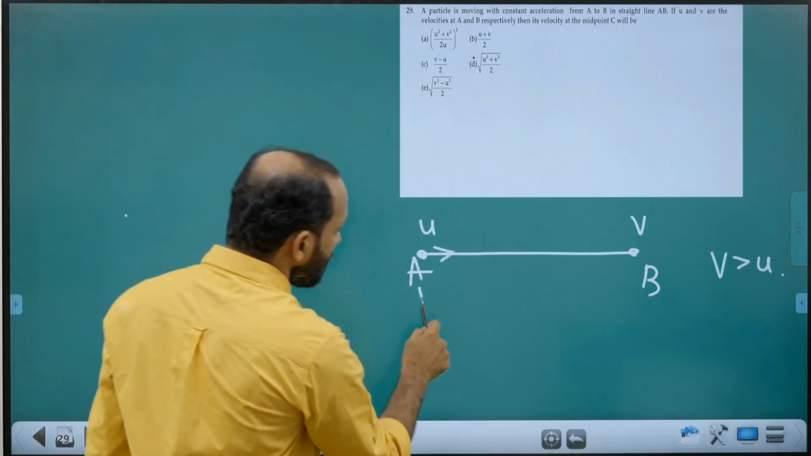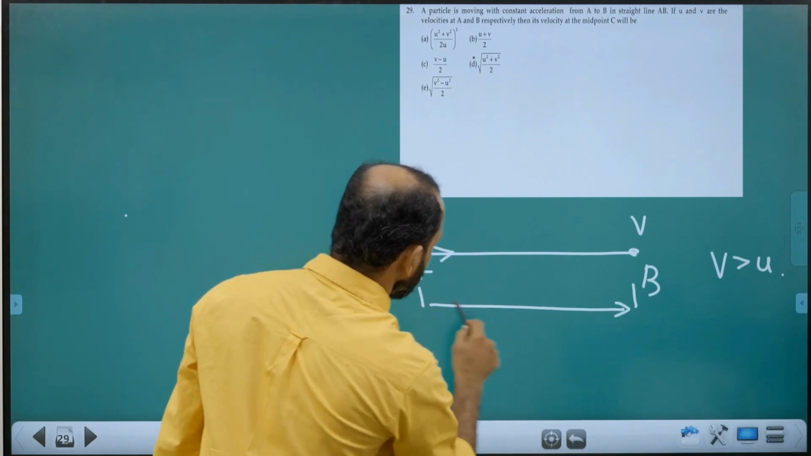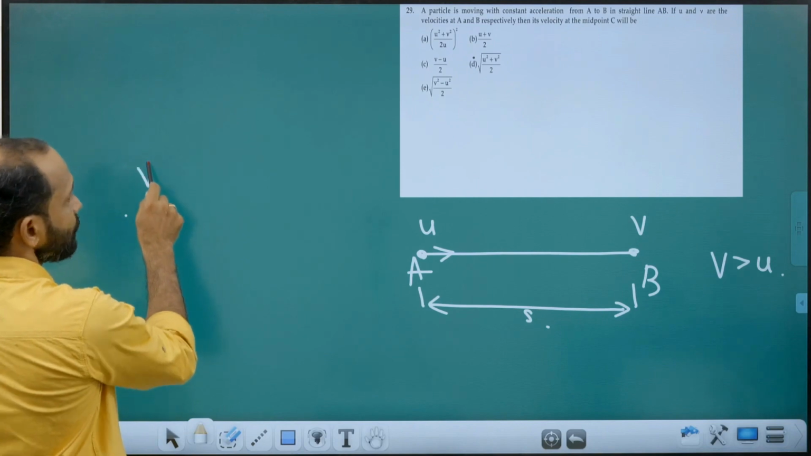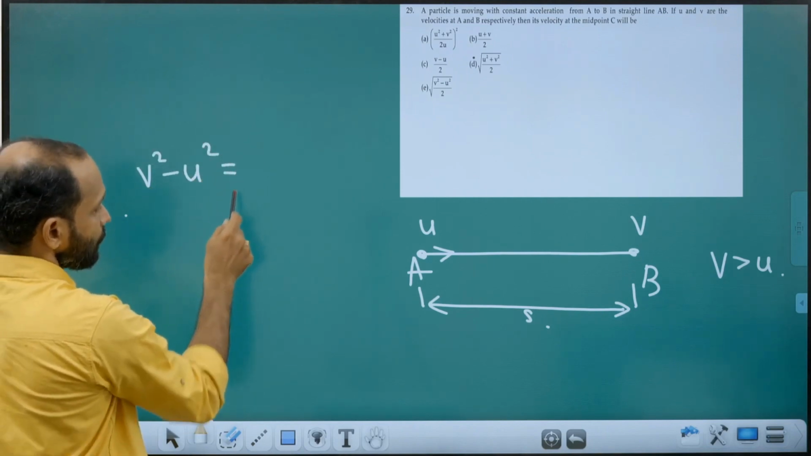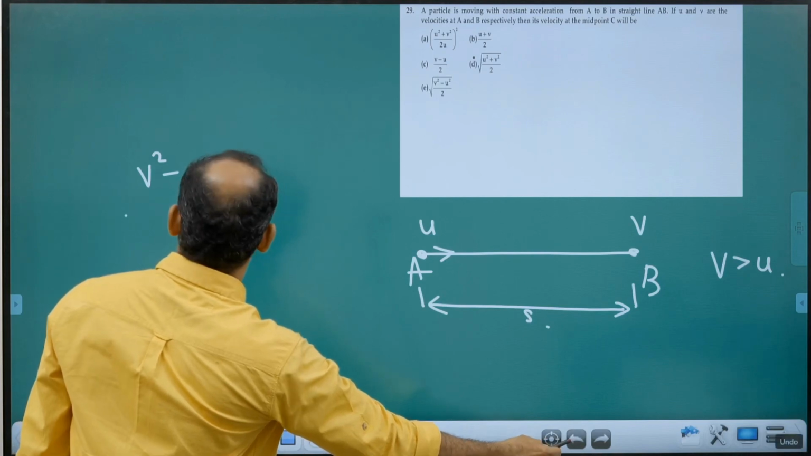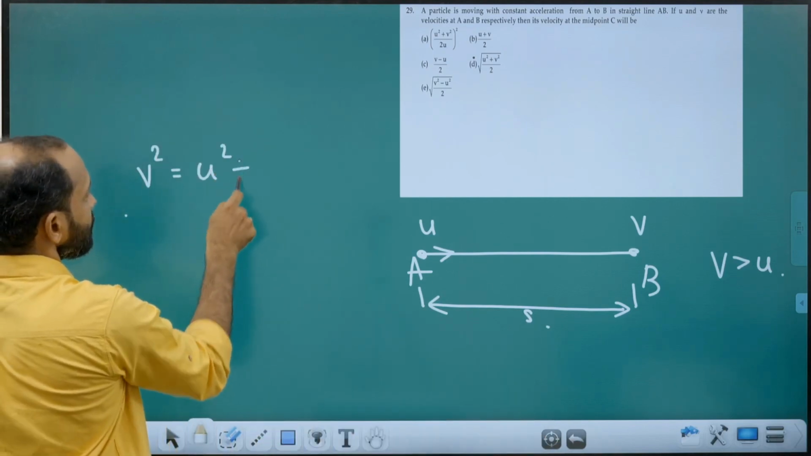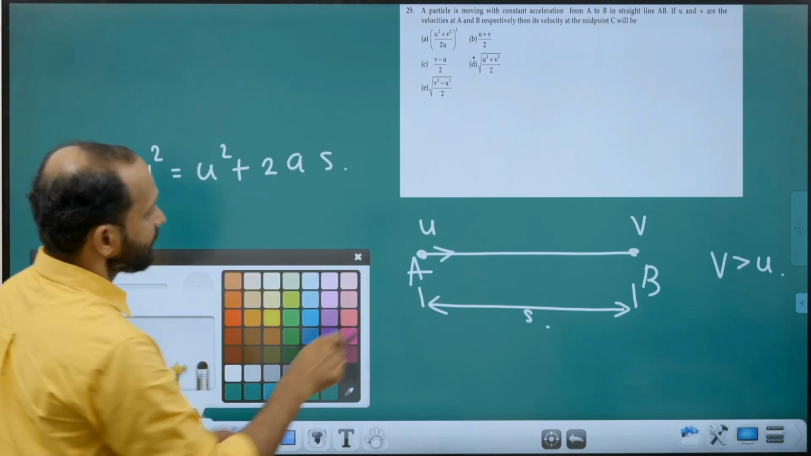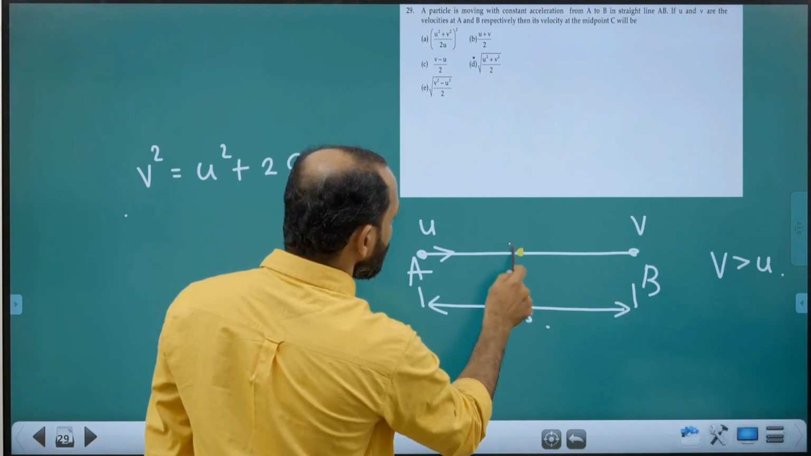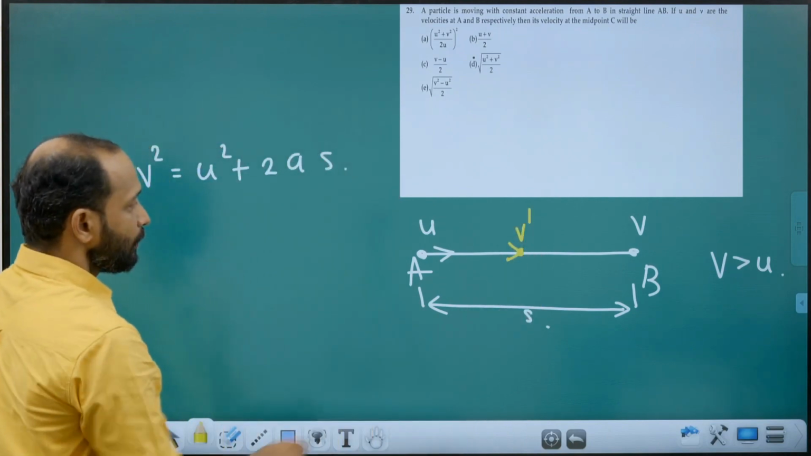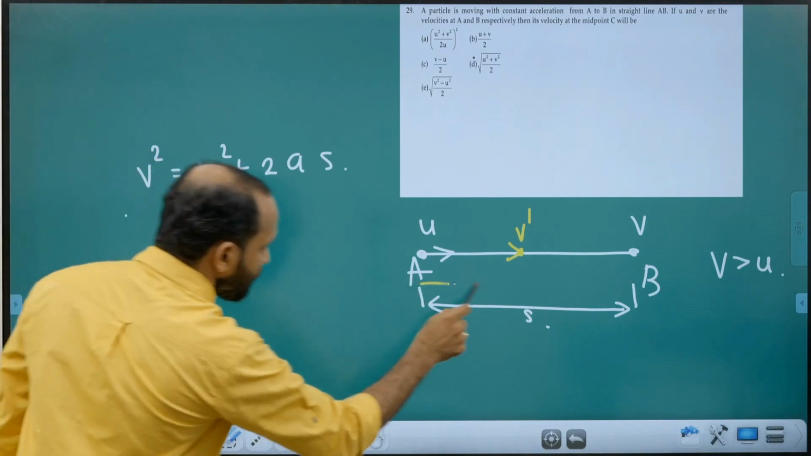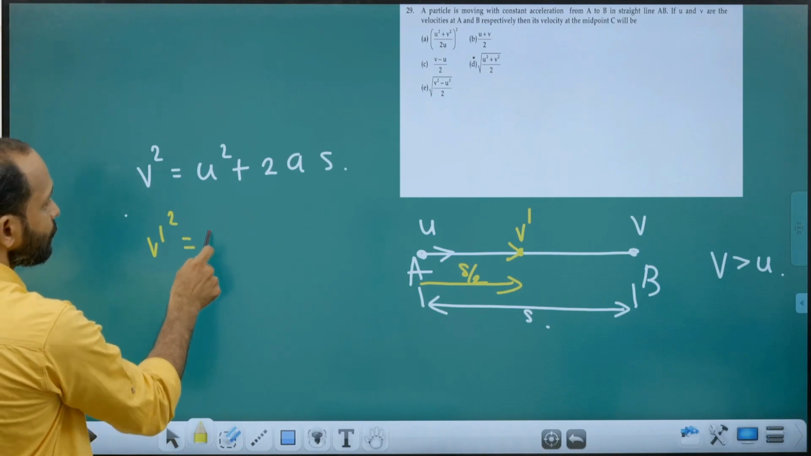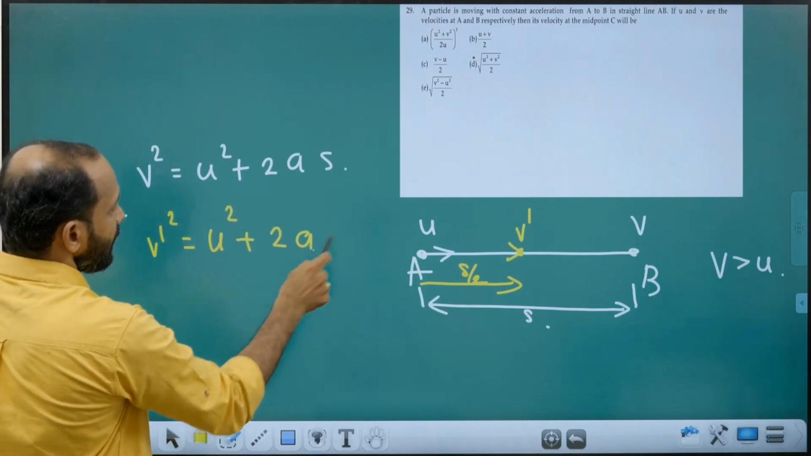Then the particle has traveled a distance of S. Then we can use the kinematic equation, as acceleration is a constant. That is, V square is equal to U square plus 2 into A into S. But in the next case, when you take the middle point, let its velocity be V dash. Now applying the same equation, the middle point is at a distance of S/2. So you can write V dash square is equal to U square plus 2 into A into S/2.